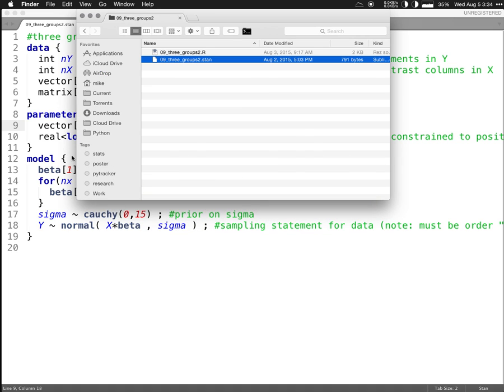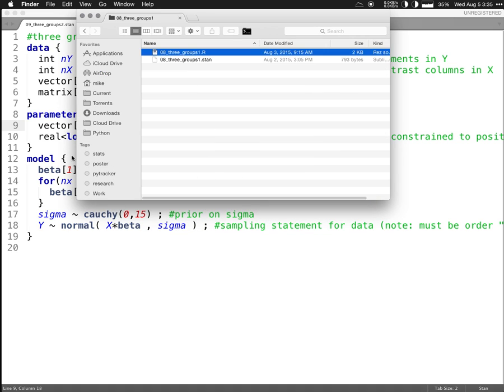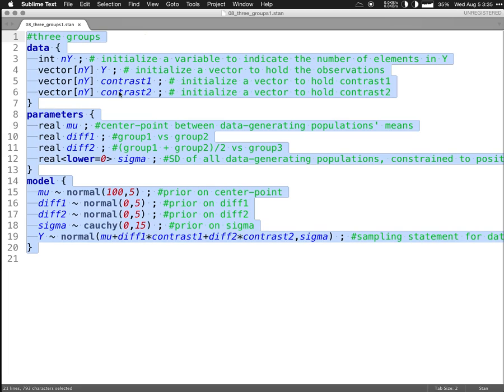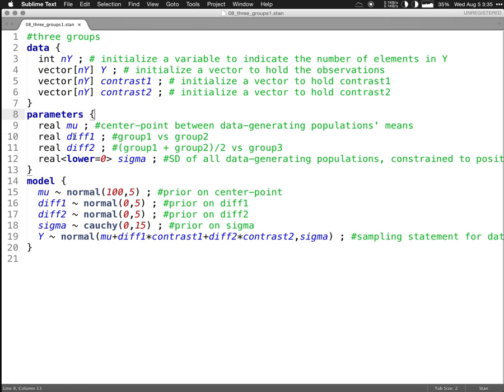Let's jump back quick to review what we had for this 3-group scenario with mu and diff1 and diff2. We had a lot of redundancy where we had to say the same normal distribution on both of these, and then you actually had to do a lot of typing to say, okay, mu plus diff1 times contrast 1 plus diff2 times contrast 2.